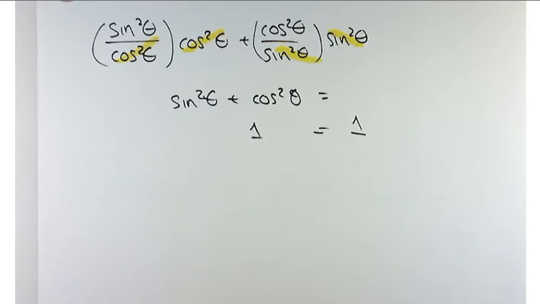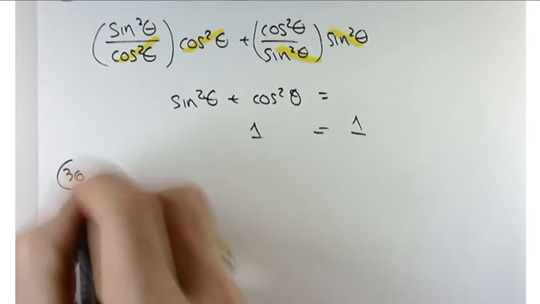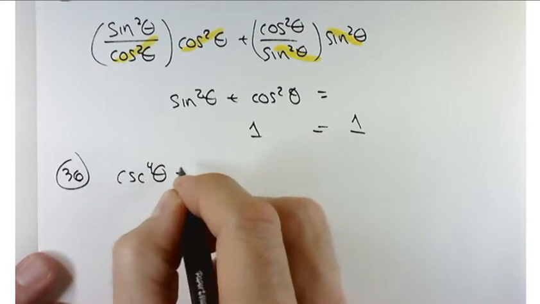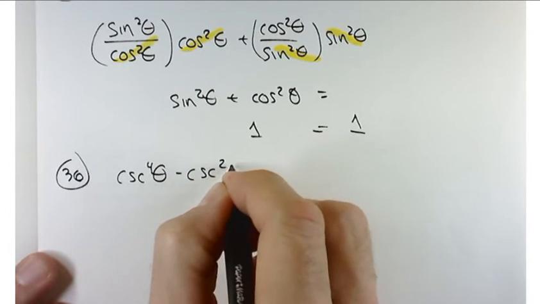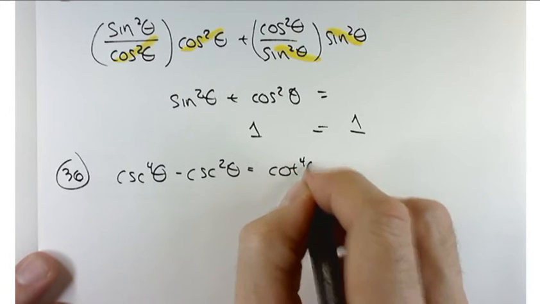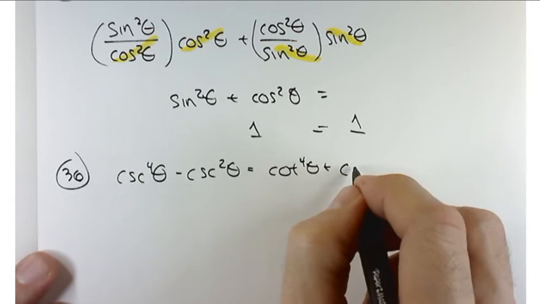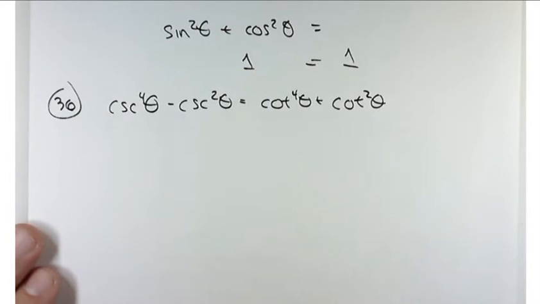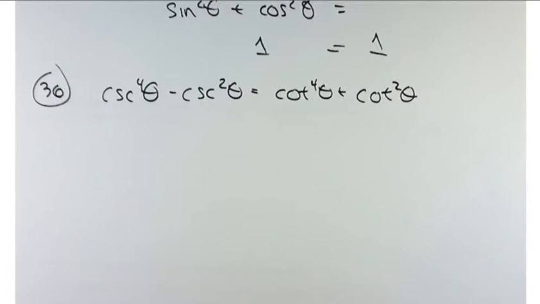Let's try problem number 36 here. Cosecant to the 4th of theta minus cosecant squared of theta equals cotangent to the 4th of theta plus cotangent squared of theta. I gotta admit, I remember this class very clearly from being an undergrad and looking at some of these things and just going, no way. It's just not possible. That's such a strange looking relationship. How on earth could that be true?